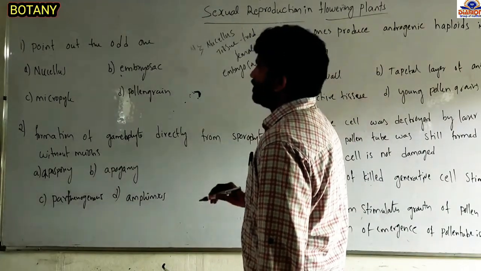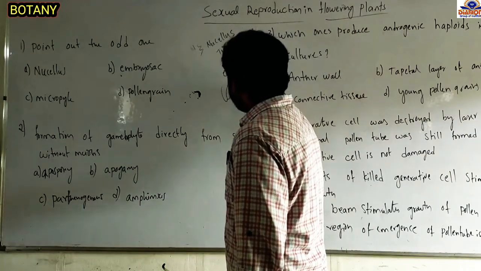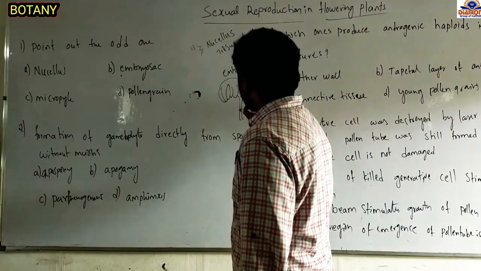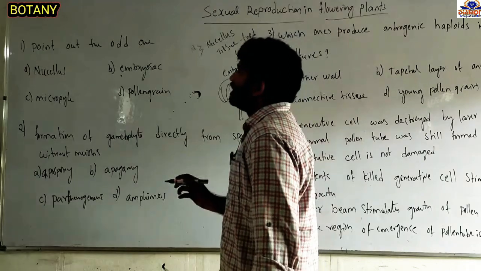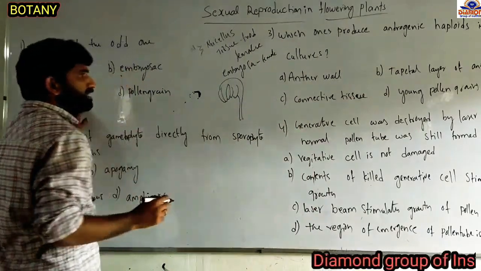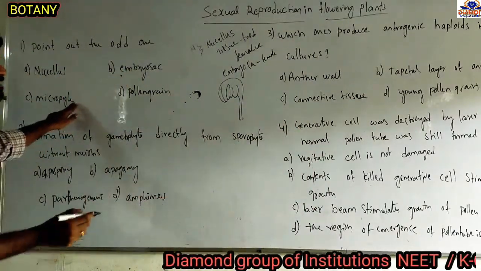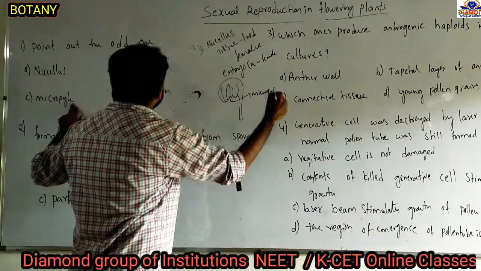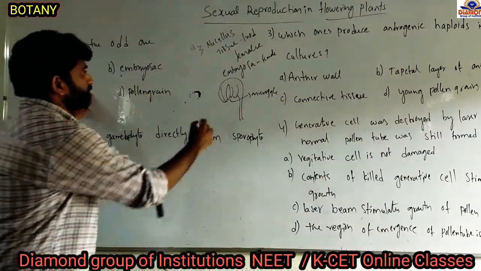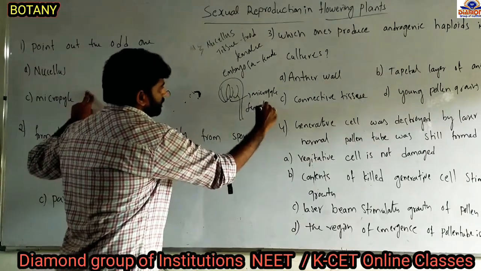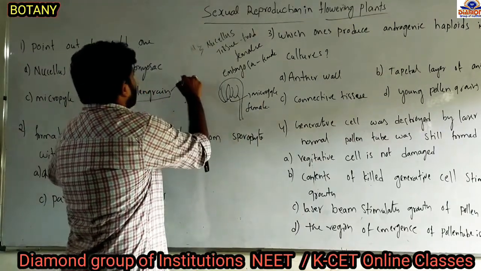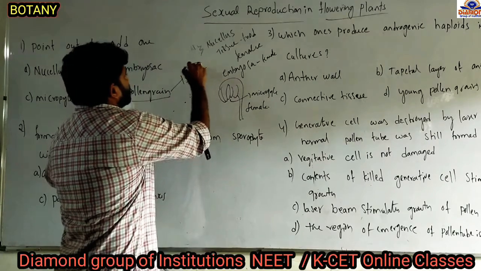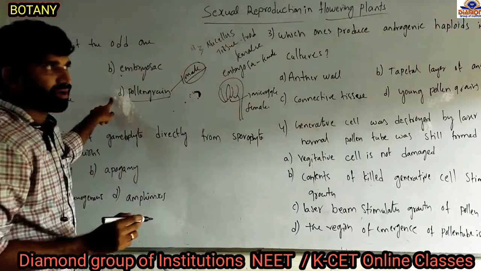And micropyle. When we see the structure of the megasporangium or ovule, there is a small opening where the integuments are absent. That we call the micropyle. So this is the micropyle. This also belongs to the female reproductive structure only. And coming to the pollen grain, it is only male. It's a male reproductive part.